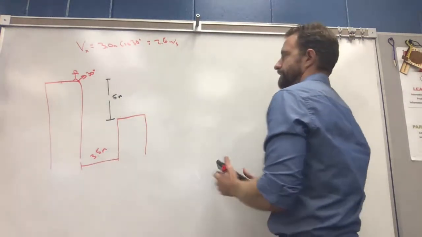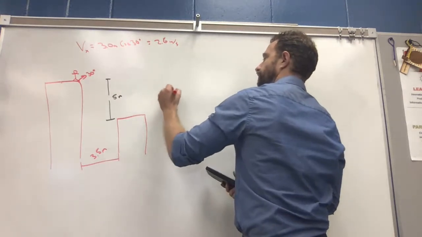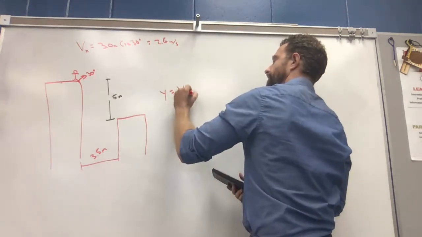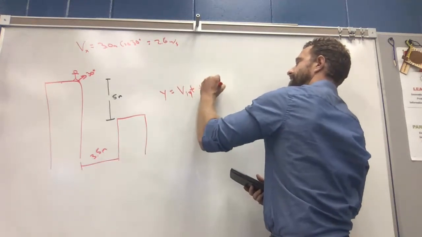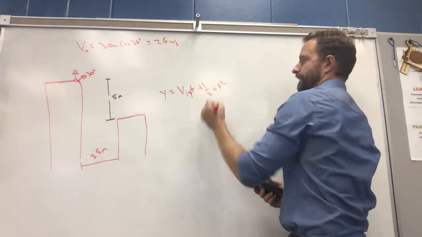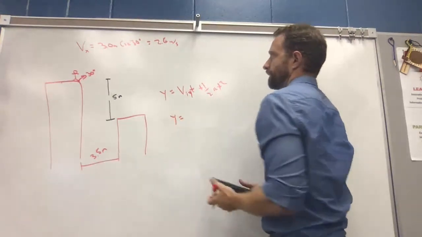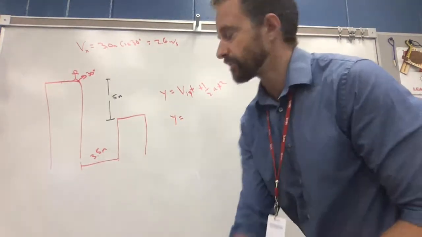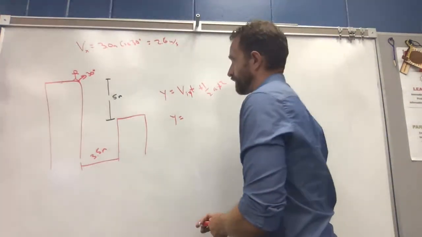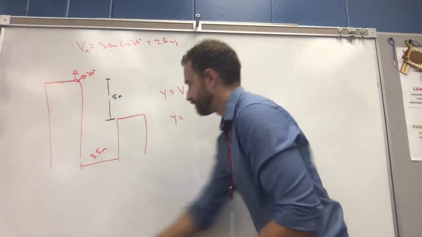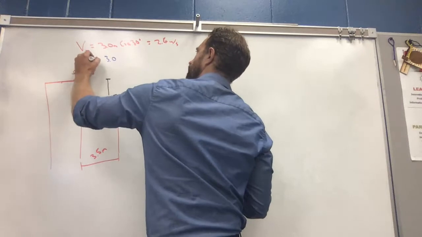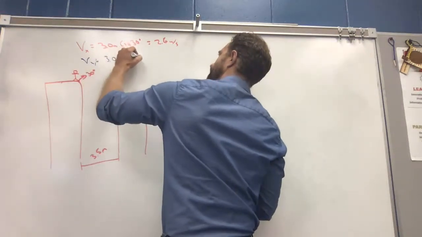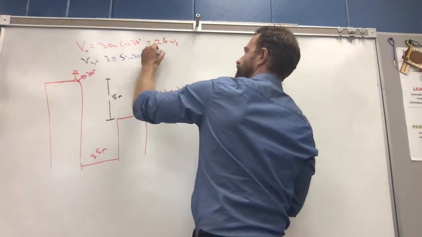So then we would say y equals Viy times t plus 1/2 a t squared. Again, not a bad idea to pause it and work ahead of me there. My velocity in the y direction I didn't already solve for. That was sloppy. I should have done that when I was resolving my vector. But that would be 3.0 sine of 30 degrees, which is just half, so that's 1.5.